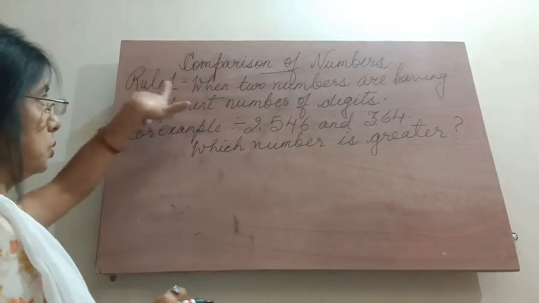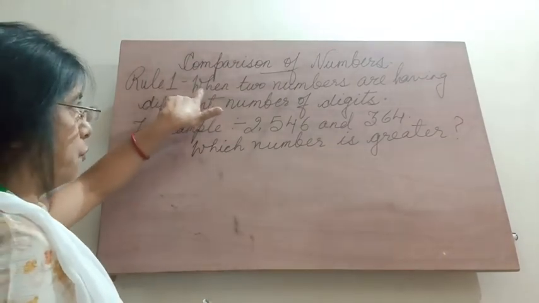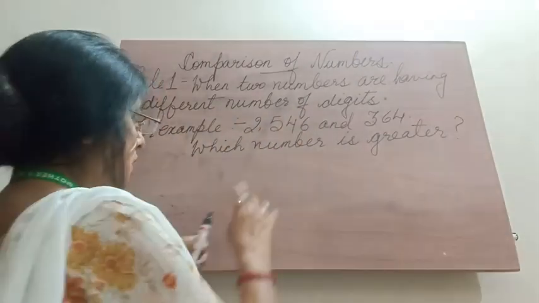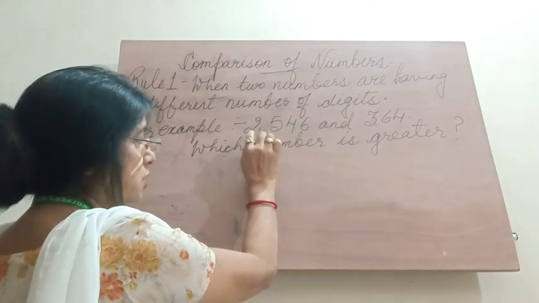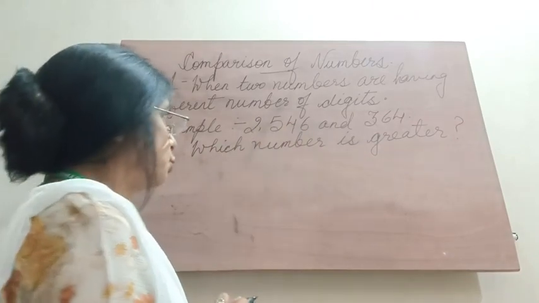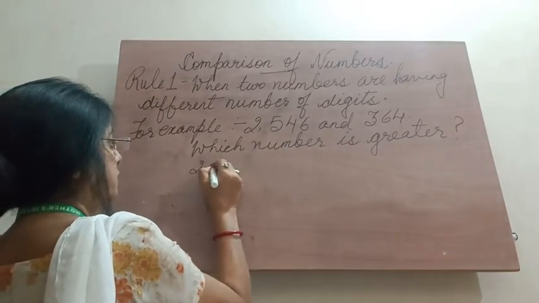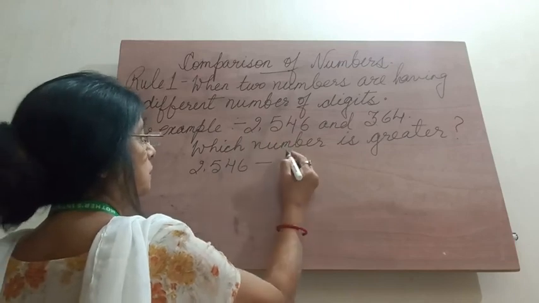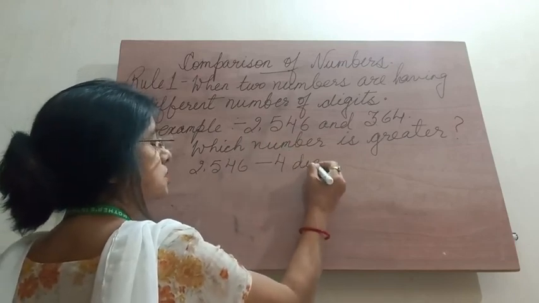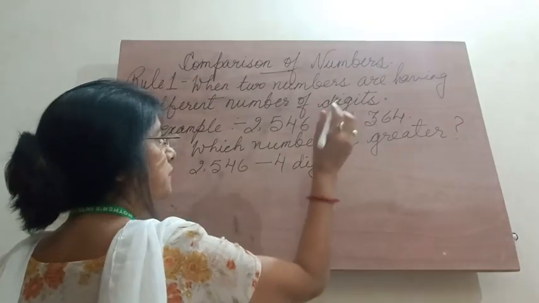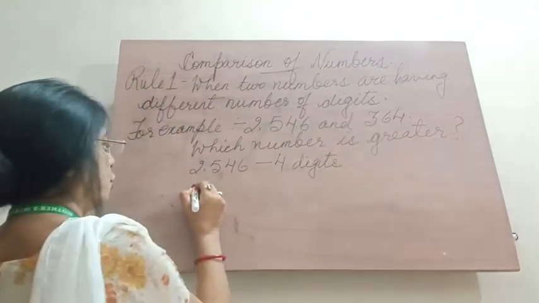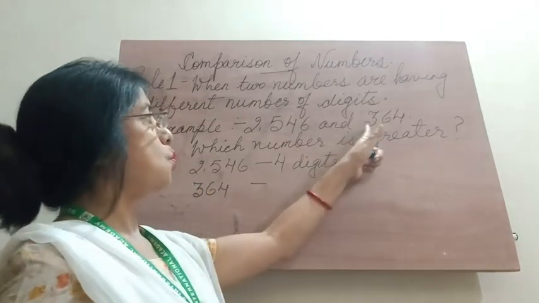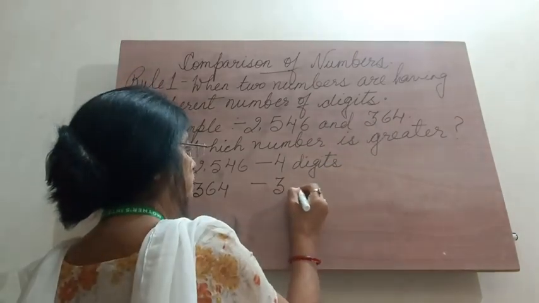Now, rule number 1 again, when two numbers are having a different number of digits. The first number which I have given you is 2546. In 2546, how many digits do you have? Just count 1, 2, 3, 4. 4 digits. Now, the next number is 364. In 364, again we have to count the digits. That is 1, 2, 3.